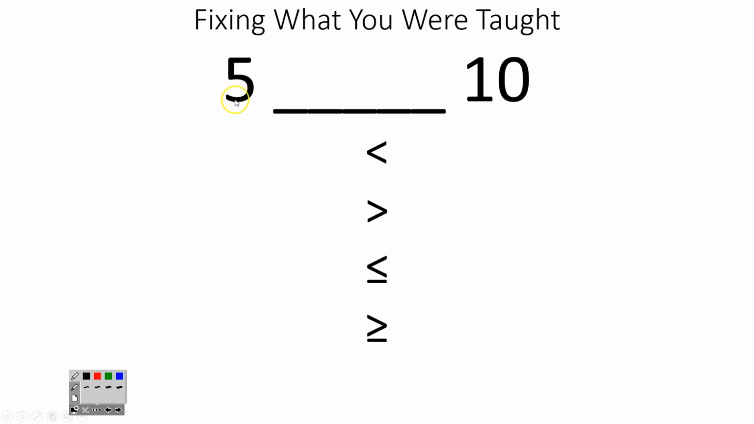So if I'm given a 5 and a 10, and I need to put the correct symbol in between, you were probably taught that the alligator eats the bigger number. So in this case, it would look like this because 10 is the bigger number and the alligator eats it. But we're going to start changing that mindset. We're no longer going to say the alligator eats the bigger number. We're going to have you identify what each symbol means.